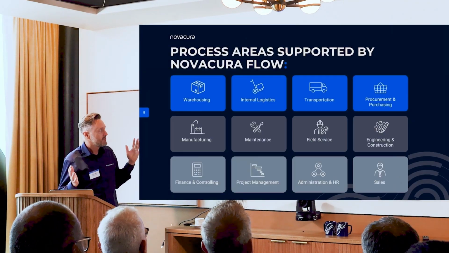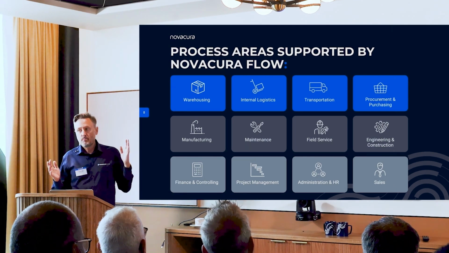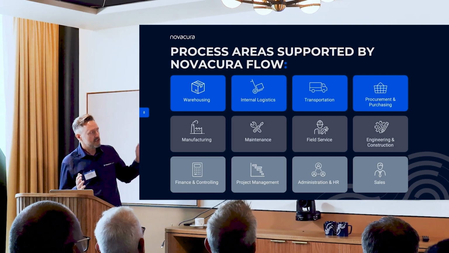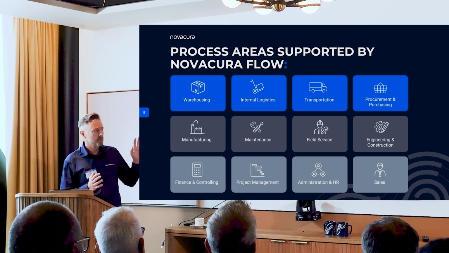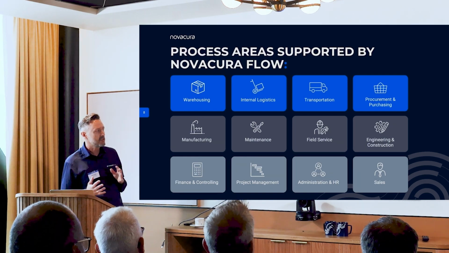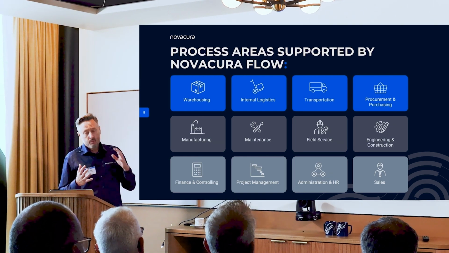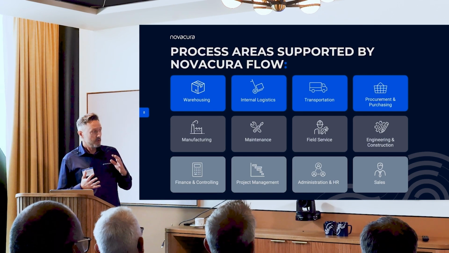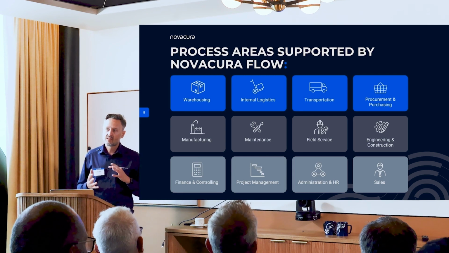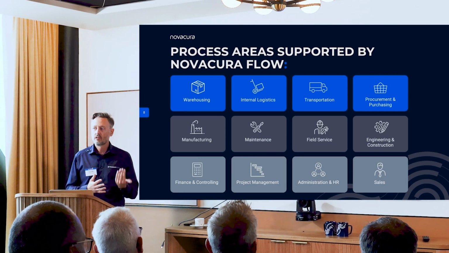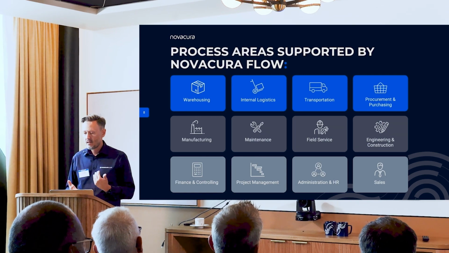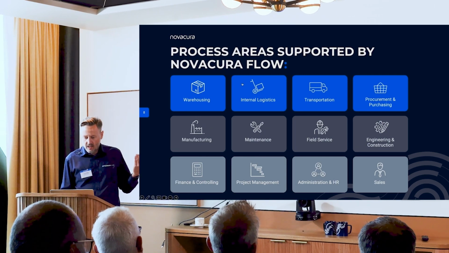So here is the menu. These are the typical use cases where Novacura Flow could be used. The entire logistics is there. We have procurement, purchasing, manufacturing, of course maintenance. It's a solid part of it with field services. We support engineering companies, and we also, which is probably less known, support some administrative processes, like for instance finance, controlling, pure administration, HR. We are also there. So let's start with the beginning.